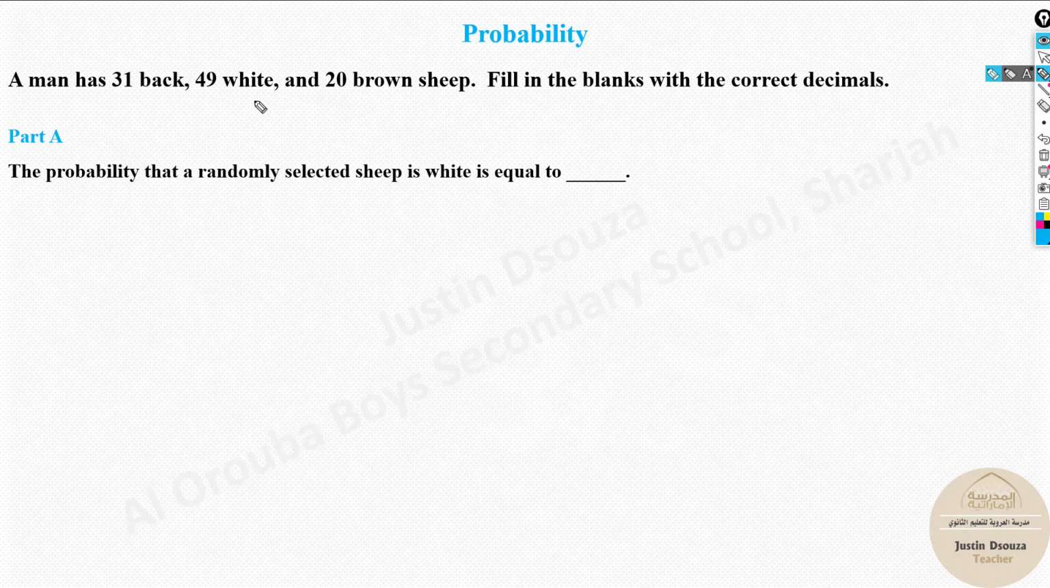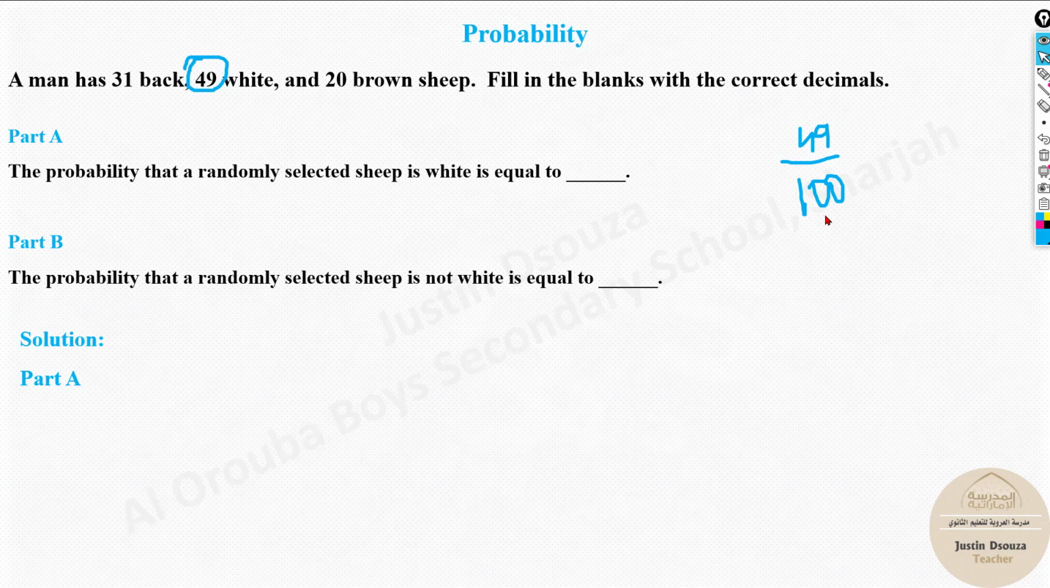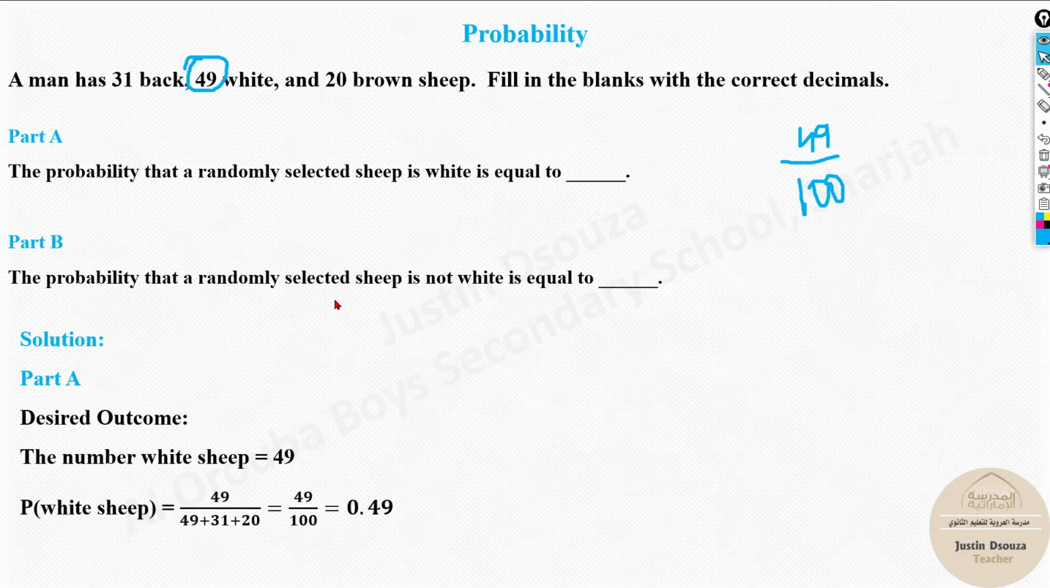So now let's see. What is the desired outcome? Desired outcome white, 49. What is the total outcome? You need to just add them all. So 31 plus 20 is 51, 51 plus 49 is 100. So it is 49 by 100, that is 0.49. The desired outcome for part A is 49, because we are choosing white sheep. And the probability of a white sheep is 49 by 100 or 0.49.